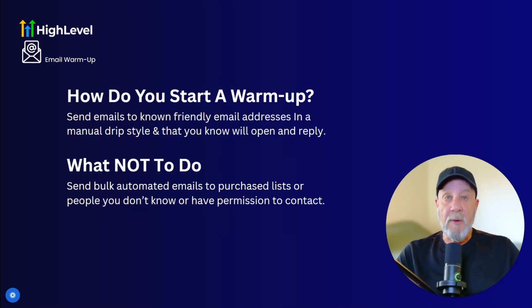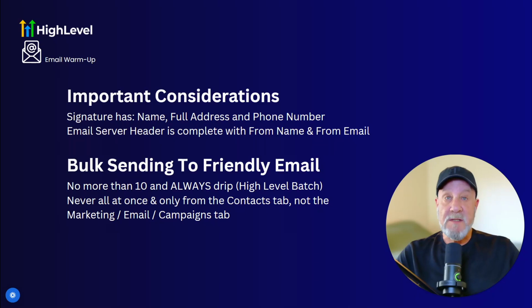Now, how do we start the warm-up process? We send emails to known friendly email addresses in a drip style, and you know these contacts will open the emails and reply. What do you not want to do? You don't want to start blasting bulk emails out to lists that you've published or people you don't know or have permission to contact.